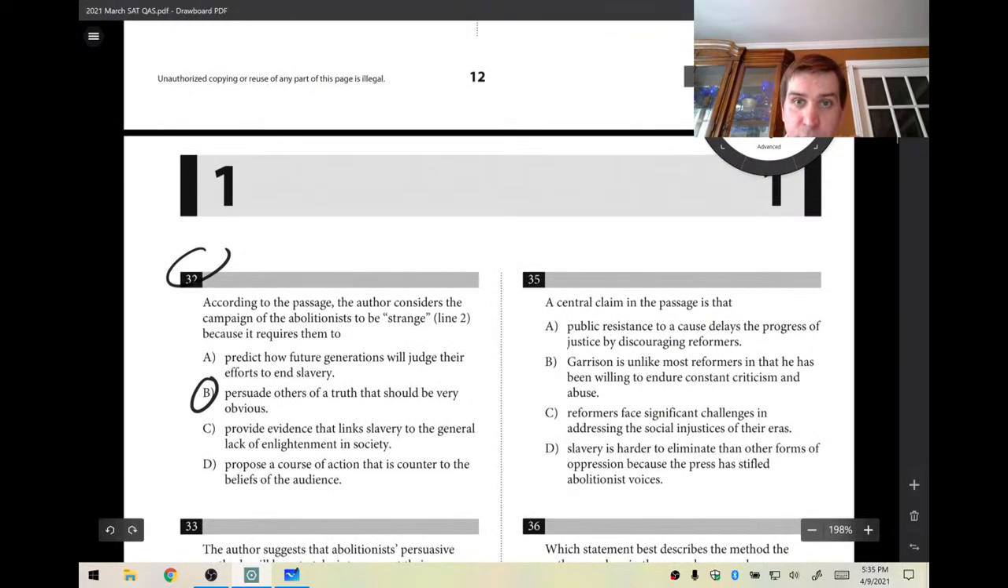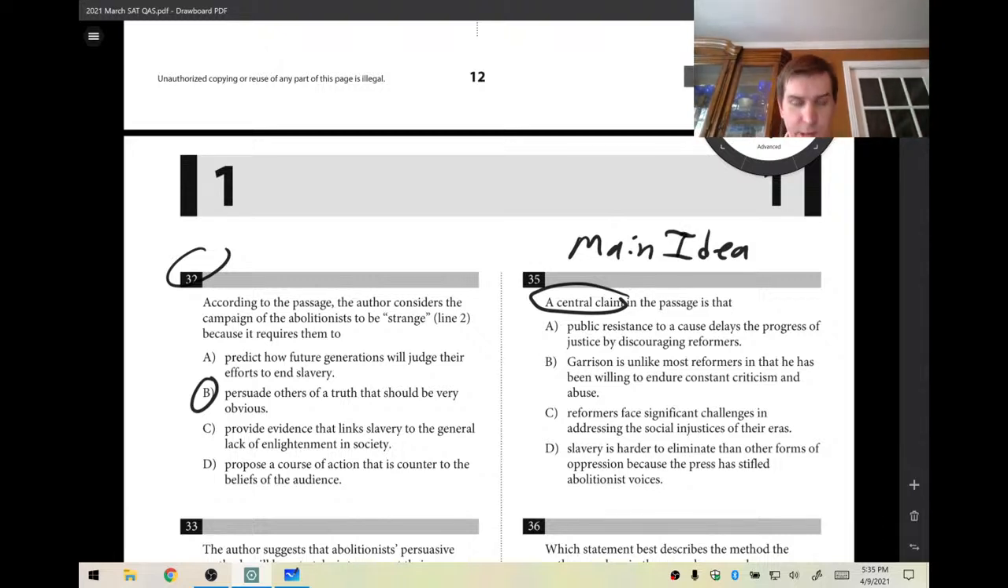35, they will test you on main ideas. A central claim is a main idea. So if you see it, think a main idea. Don't think detail. We're looking for main ideas here. All right, so which one of these is a central claim of the passage? Is it the public resistance to a cause delays the progress of justice by discouraging reformers? That's not in the passage. I'm going to cross it off.